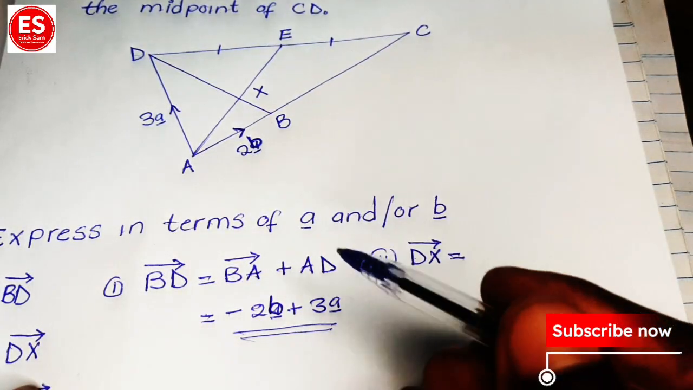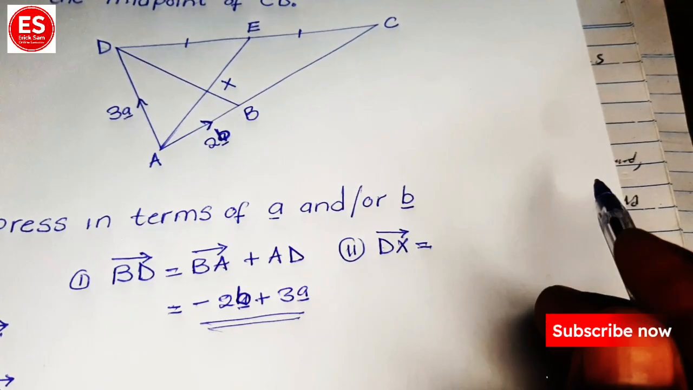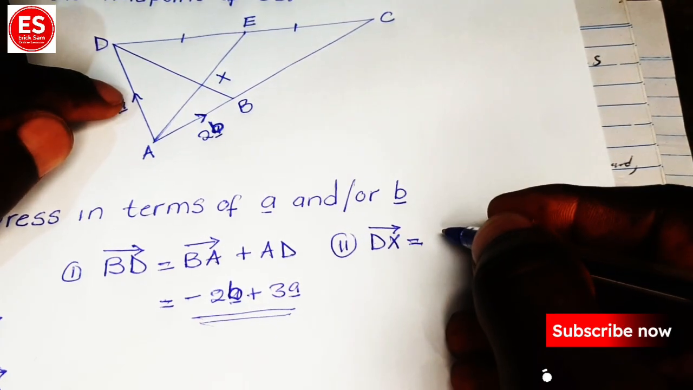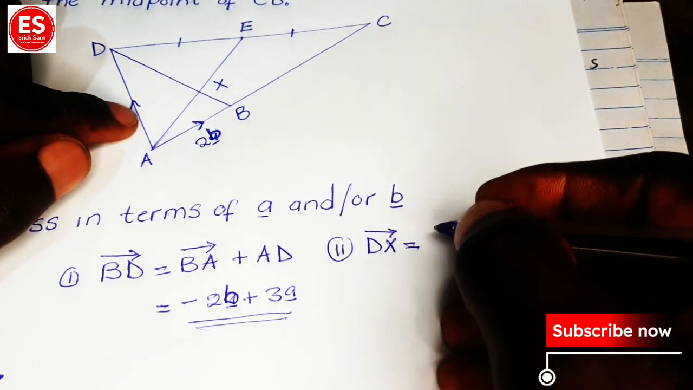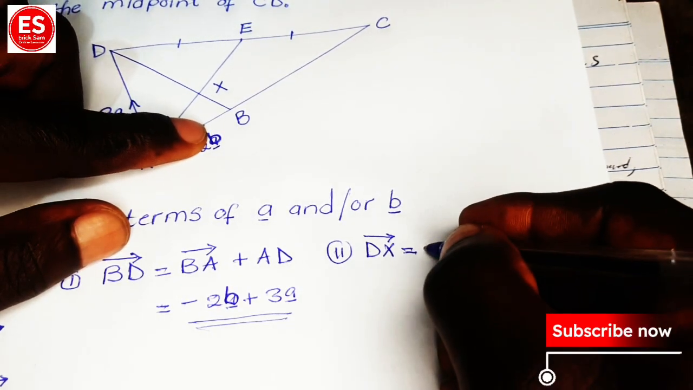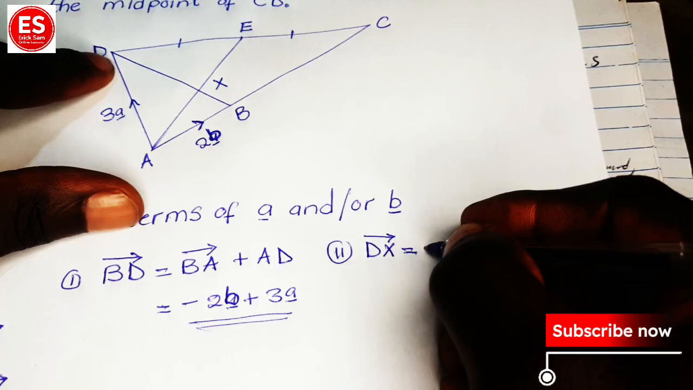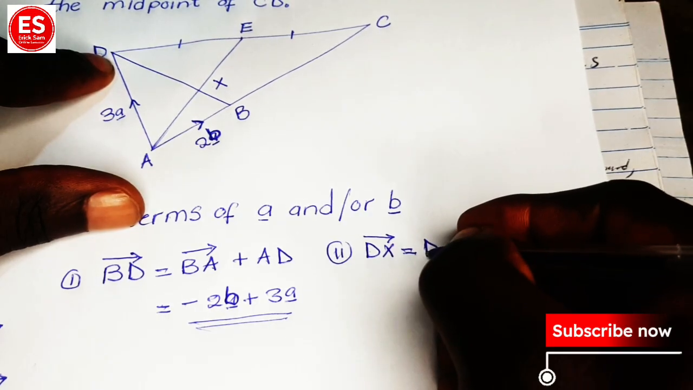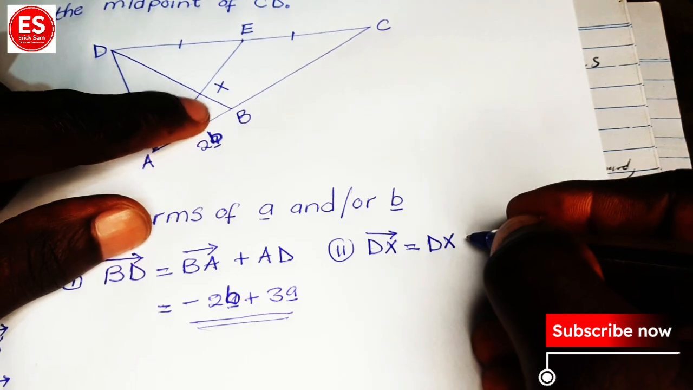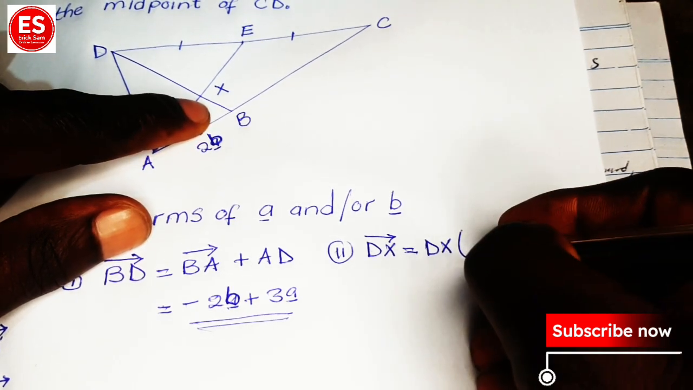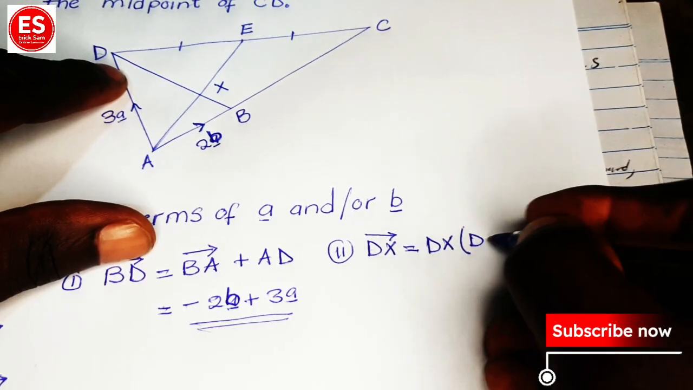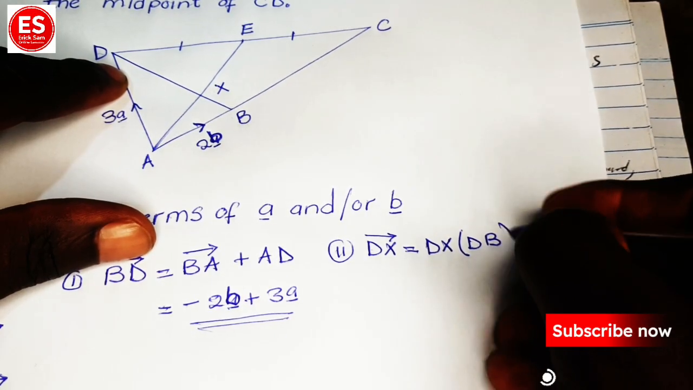If you want me to use the other method, you can let me know in the comment section. But for now, let me use this one. Here we are going to have that is B. So we are going to say DX, which is DX of DB, right?